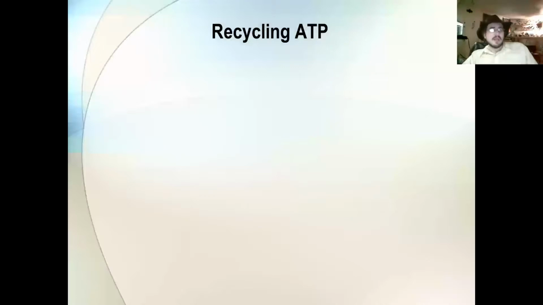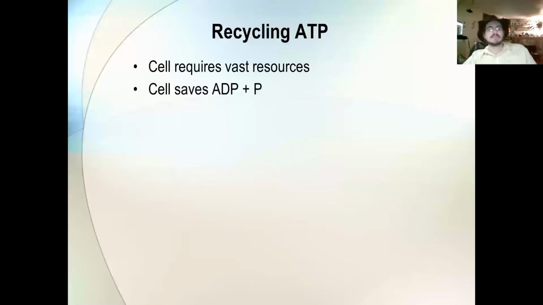All right. Next up is what we do with our adenosine diphosphate and our spare phosphate. Because a cell requires vast resources in order to be alive, and in order to conserve those vast resources and not just have to be a continuous eating machine to get enough nutrients to continuously crank out ATP, we have to save our ADP plus P. So our adenosine diphosphate and our phosphate group are hung onto by the cell. And when you add that phosphate back to adenosine diphosphate, you recycle it back into ATP. So there you go.